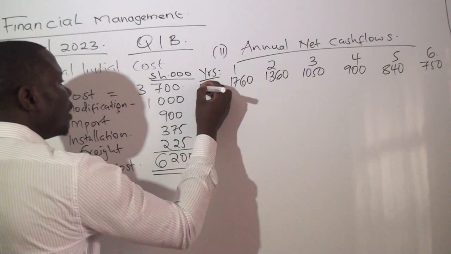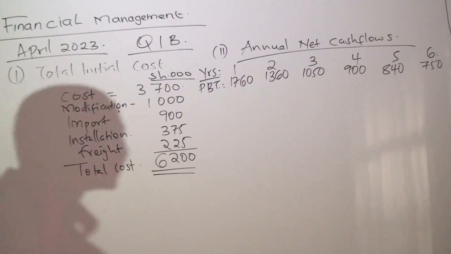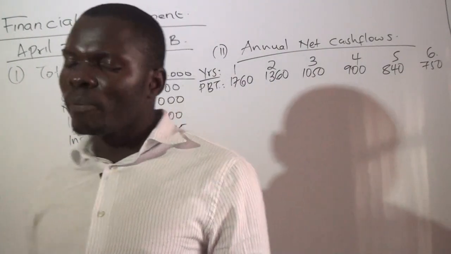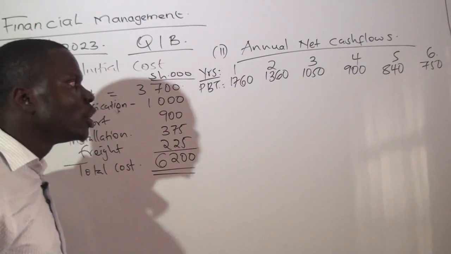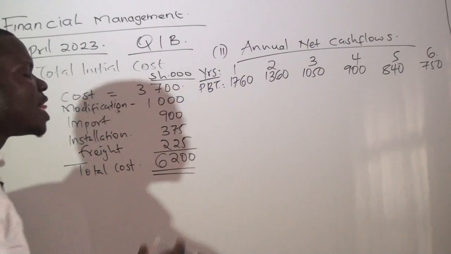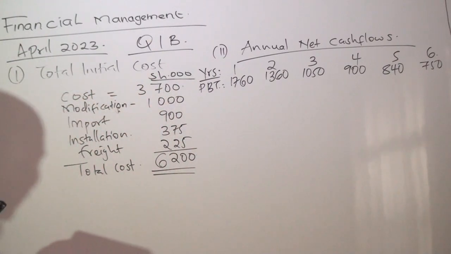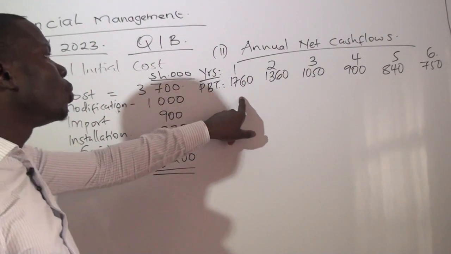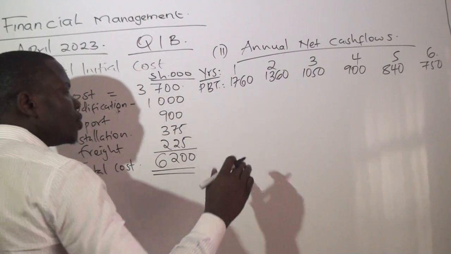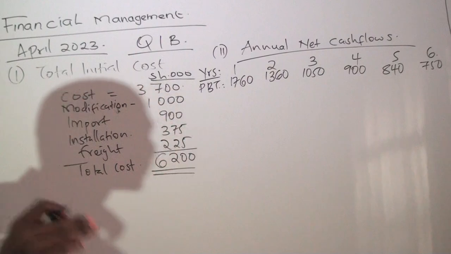So this is the profit before tax. We need to know that we have two ways of determining our annual net cash flows. The first way is if we are asked to determine the project basing on accounting rate of return, or to determine the annual net cash flow basing on the net present value. If it's basing on the net present value, then we need to determine the cash flows at the end of the year, but not the accounting profit. And since here we are told the annual net cash flows, it means that we are not going to determine the accounting profits, but we are going to determine the cash flows, right? So to get the cash flows, we only consider the cash items. Here we are not going to consider depreciation.